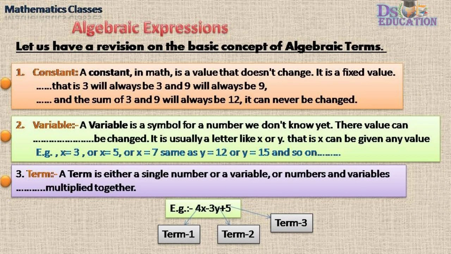Now the third point is term. What is a term? A term is either a single number or a variable, or numbers and variables multiplied together. If you see the example, it is a trinomial expression: 4x minus 3y plus 5. Here 4x is the first term, 3y is the second term, and 5 at the last is the third term. So this is an example of a trinomial which I have given.